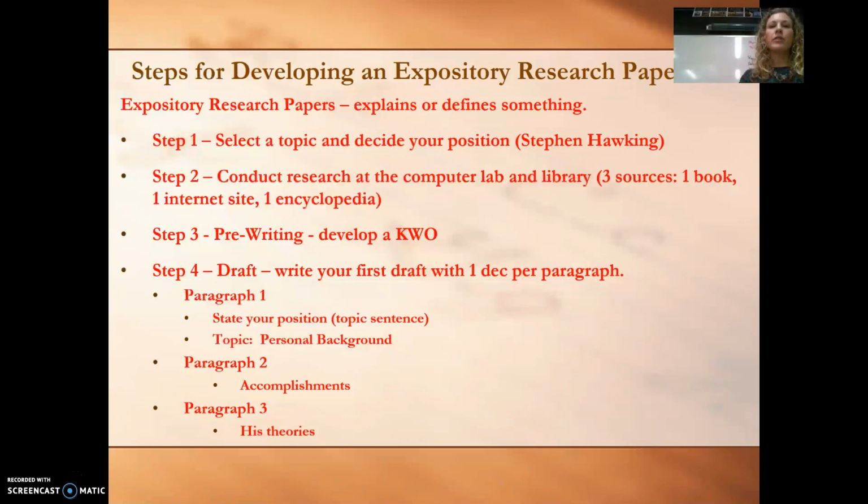Step number 4 is to write a first draft. For this assignment, we are going to write 1 decoration per paragraph. In paragraph number 1, you will be stating your position. That's our topic sentence. And we will be writing about Stephen Hawking's personal background. In paragraph number 2, we will be writing about his accomplishments. And in paragraph number 3, we will be writing about his theories.